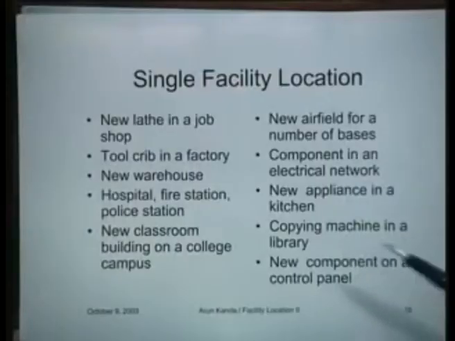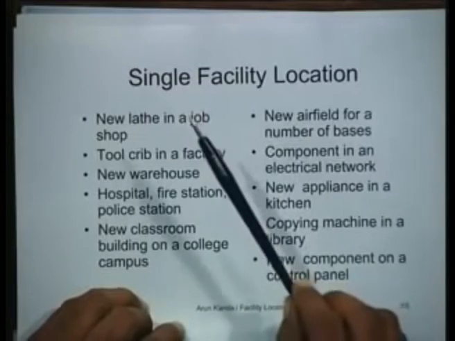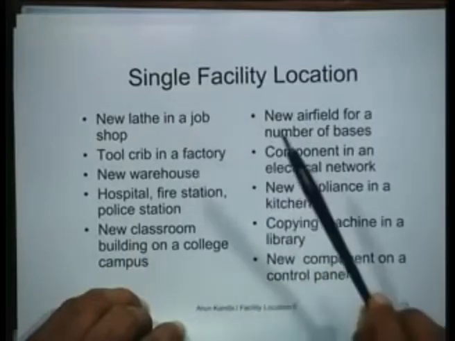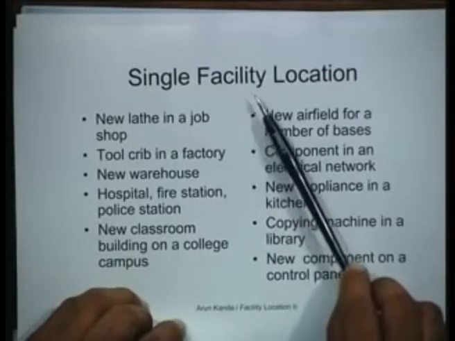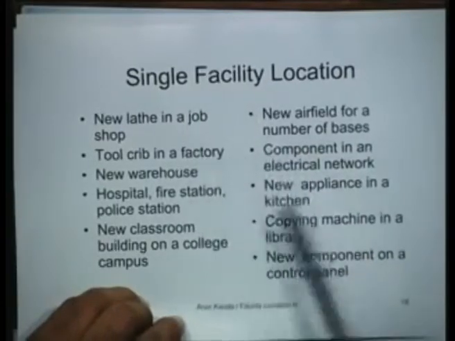Or if there is a new component on a control panel, you have a big switch gear, Larsen and Toubro switch gear, huge one, and you are trying to find out where a new component should be installed. That's also a single facility location problem. So the single facility location problem is actually a problem. In fact, that's why it's called single facility. We are not talking about single plant location, because when we were discussing the issues in location, we had specified that we often tend to speak in terms of facilities, and depending on whichever facility it is, you have to determine the optimum location.